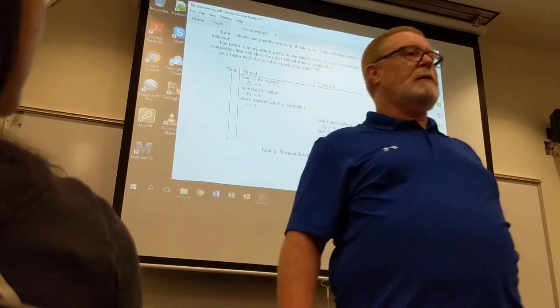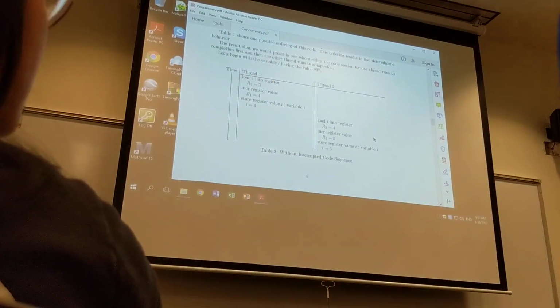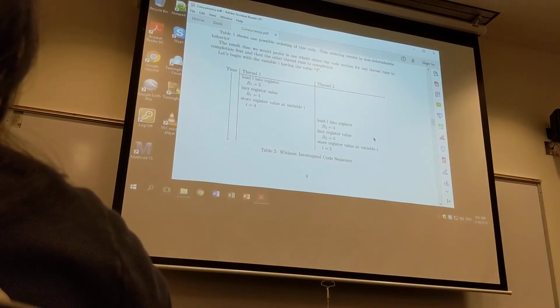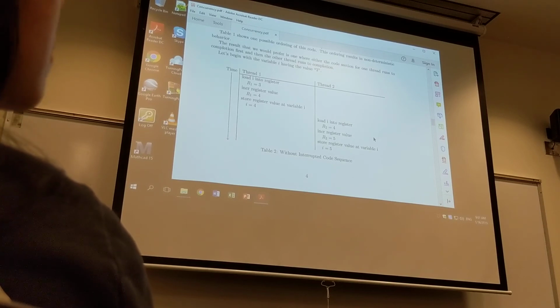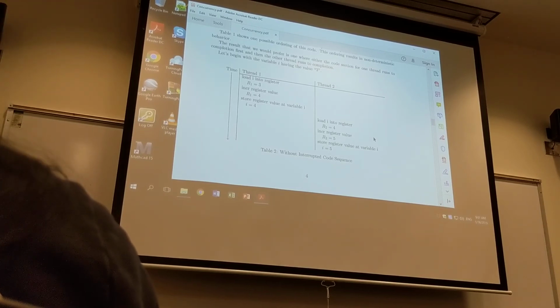So where's the critical section located, hardware-wise? Well, like in the CPU, is that what you're saying? The critical section is code that's being executed where that code accesses a shared variable. It's a section of the code. Okay, so it's in the process.